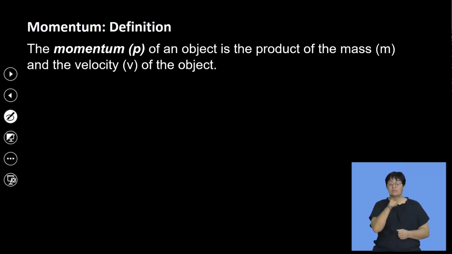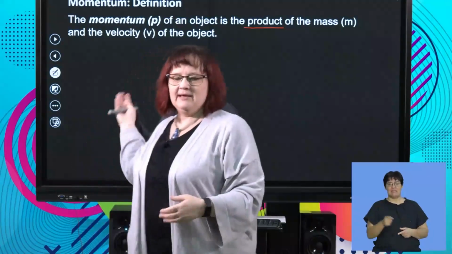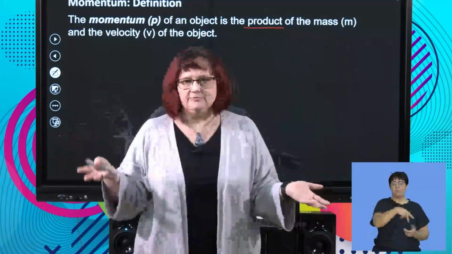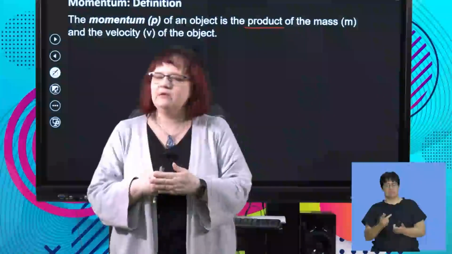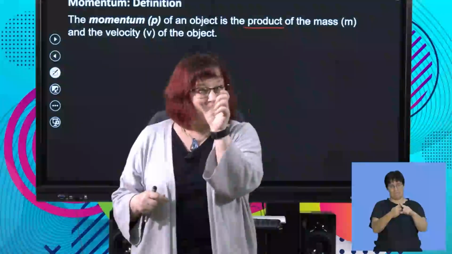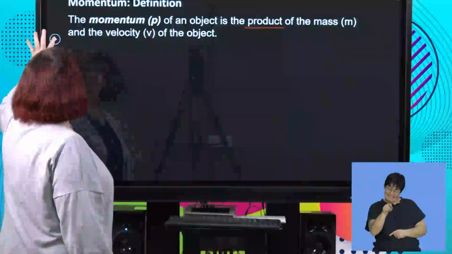The definition: this is how we would write it out. The momentum of an object is the product. Remember I said that to you? It's the product of the mass and the velocity of the object. Please, you must learn your definitions. These are your easy marks in your exams. And you won't get any marks if you say momentum is the mass and velocity of an object. Remember, you've got to give me product. That word product is very important.